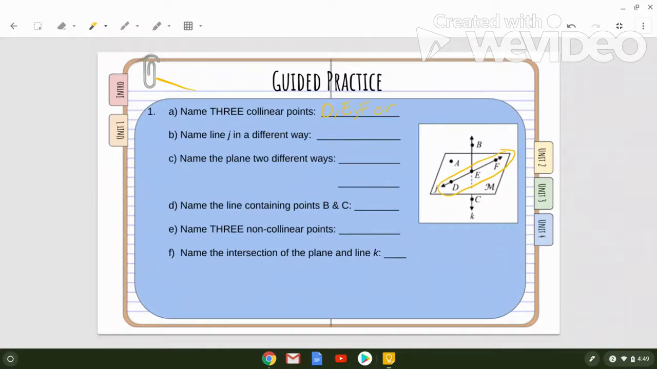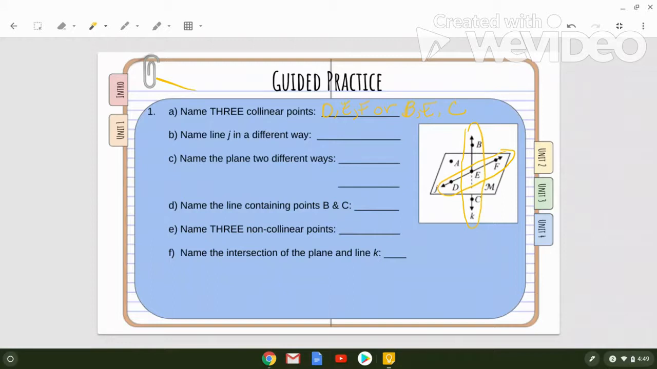Do you see another combination of 3 points that are what we call collinear? How about here with line K? Do you see 3 points on line K? I see points B, E, and C.